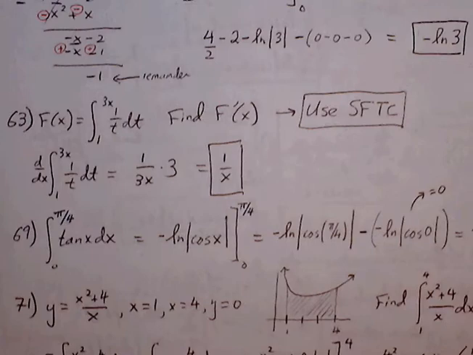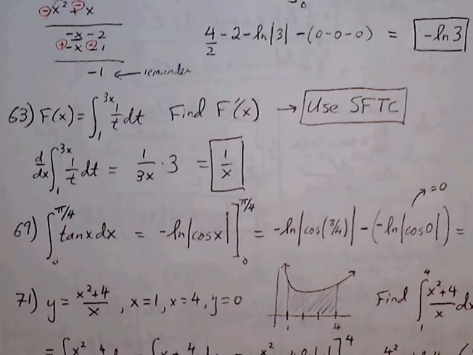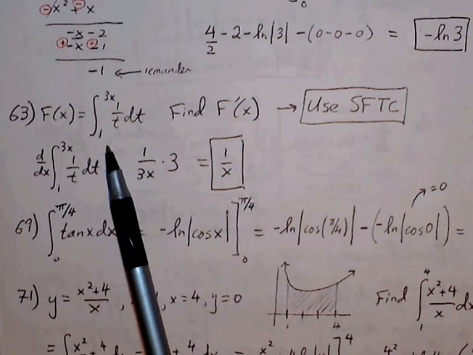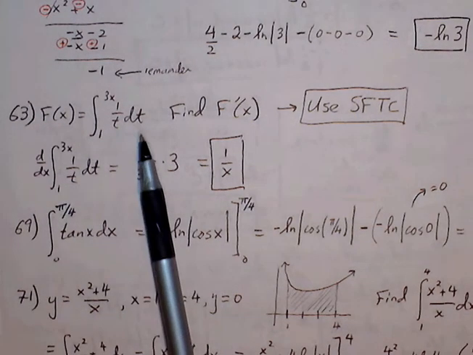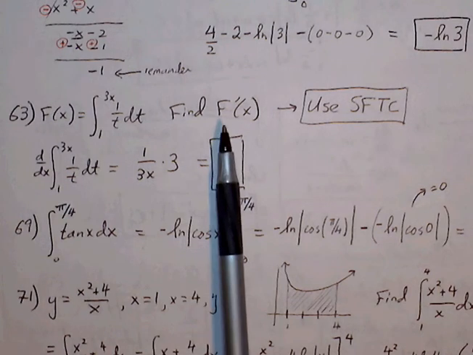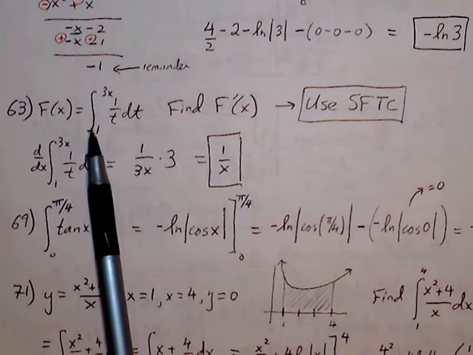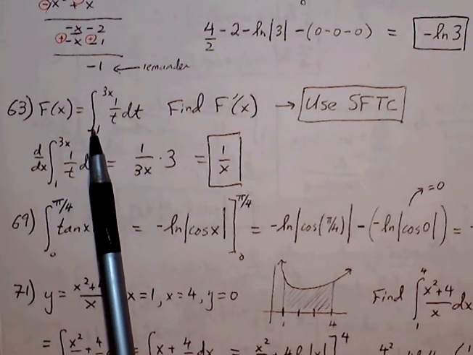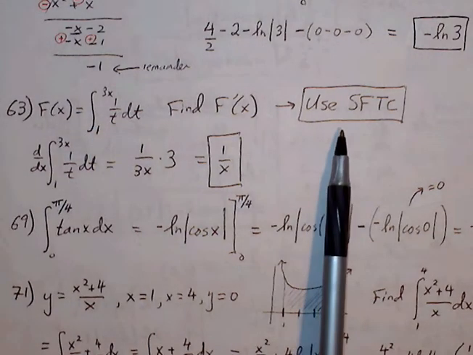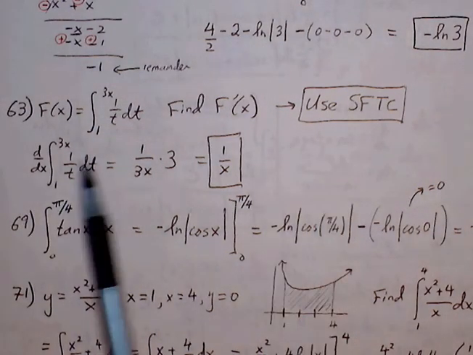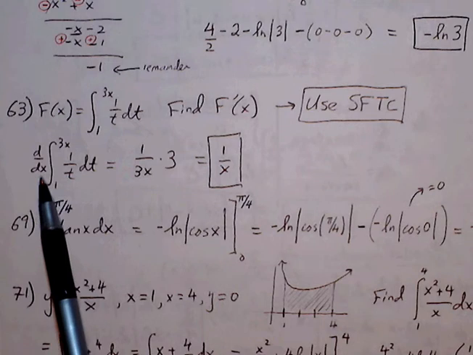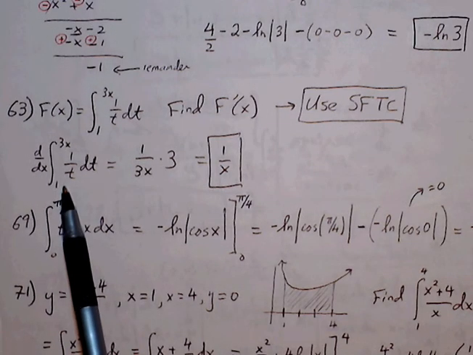All right, 63. F of x is equal to the definite integral from 1 to 3x of 1 over t dt. Find f prime. So if I want to find the derivative of a function that has a definite integral, then I'm going to use the second theorem of calculus. So let's set that up. Derivative of the definite integral from 1 to 3x of 1 over t dt.